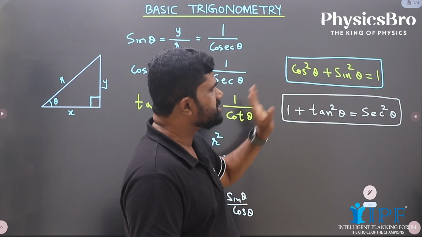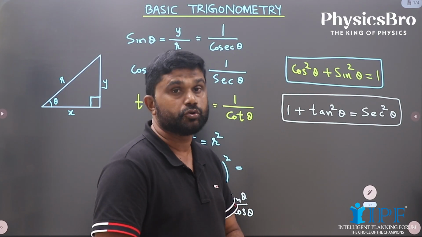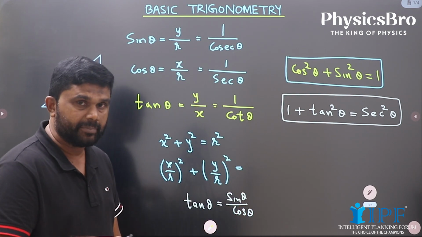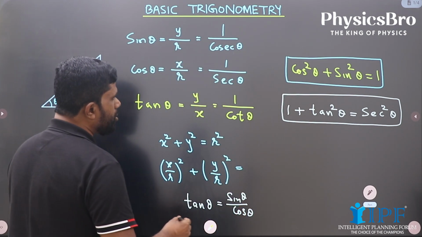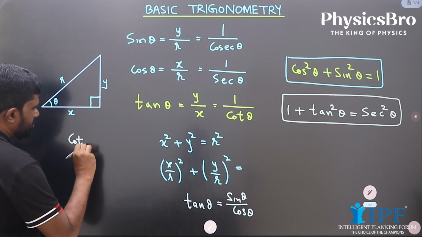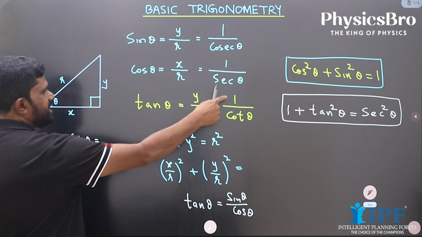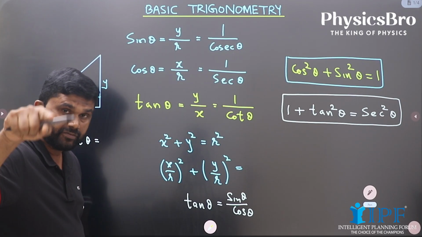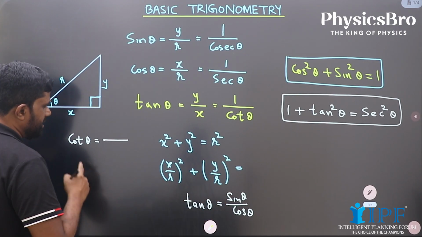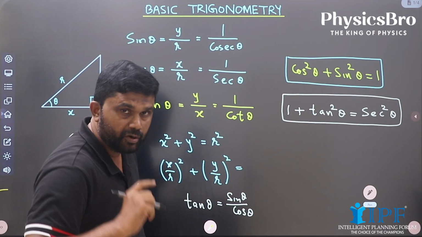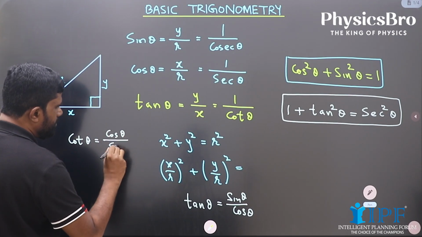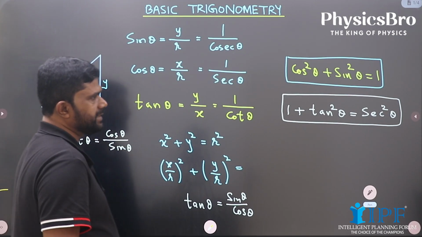Now, if we divide this equation throughout by sin square theta, what do we get? Cos square theta by sin square theta. What is cos theta by sin theta? It is actually cot theta. Tan theta is 1 by cot theta, so cot theta will be 1 by tan theta. And since tan theta is sin theta by cos theta, cot theta, the reciprocal of tan theta, can be written as cos theta divided by sin theta.